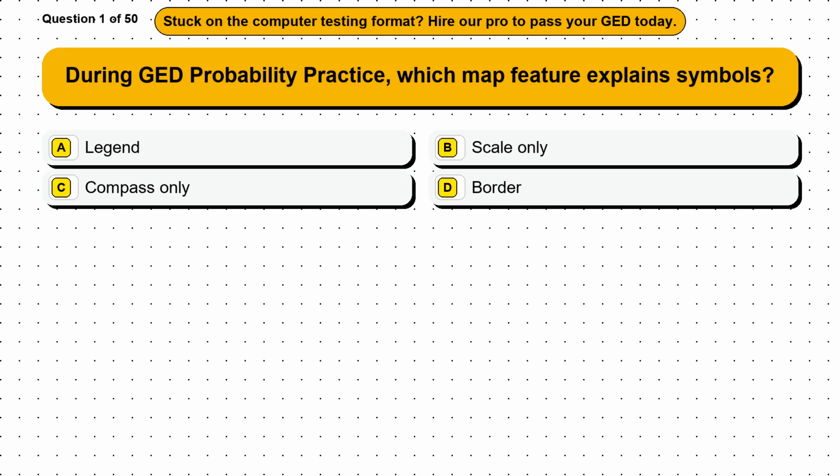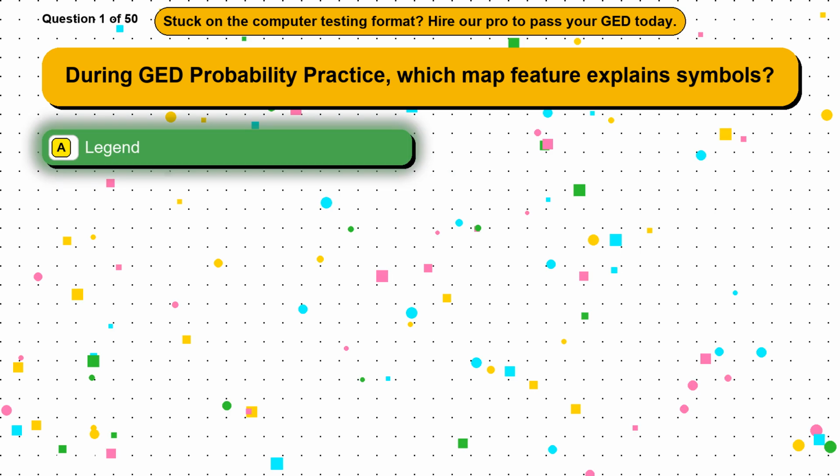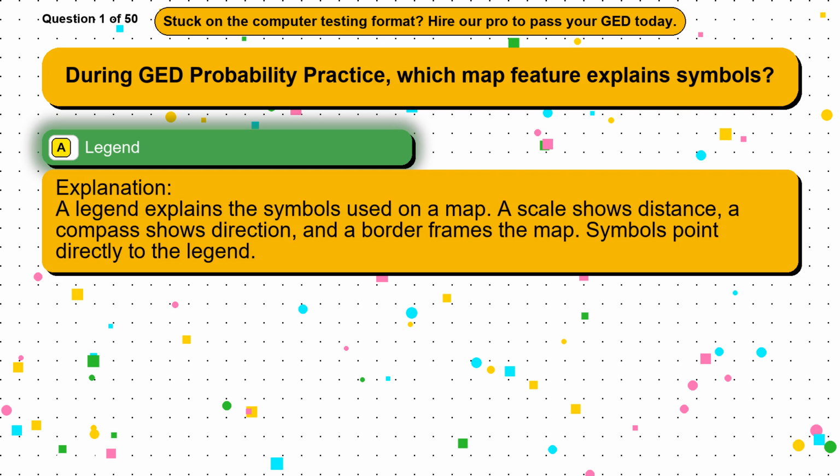Question 1. During GED Probability Practice, which map feature explains symbols? Option A, legend. Option B, scale only. Option C, compass only. Option D, border. The correct answer is option A. Legend. A legend explains the symbols used on a map. A scale shows distance, a compass shows direction, and a border frames the map. Symbols point directly to the legend.